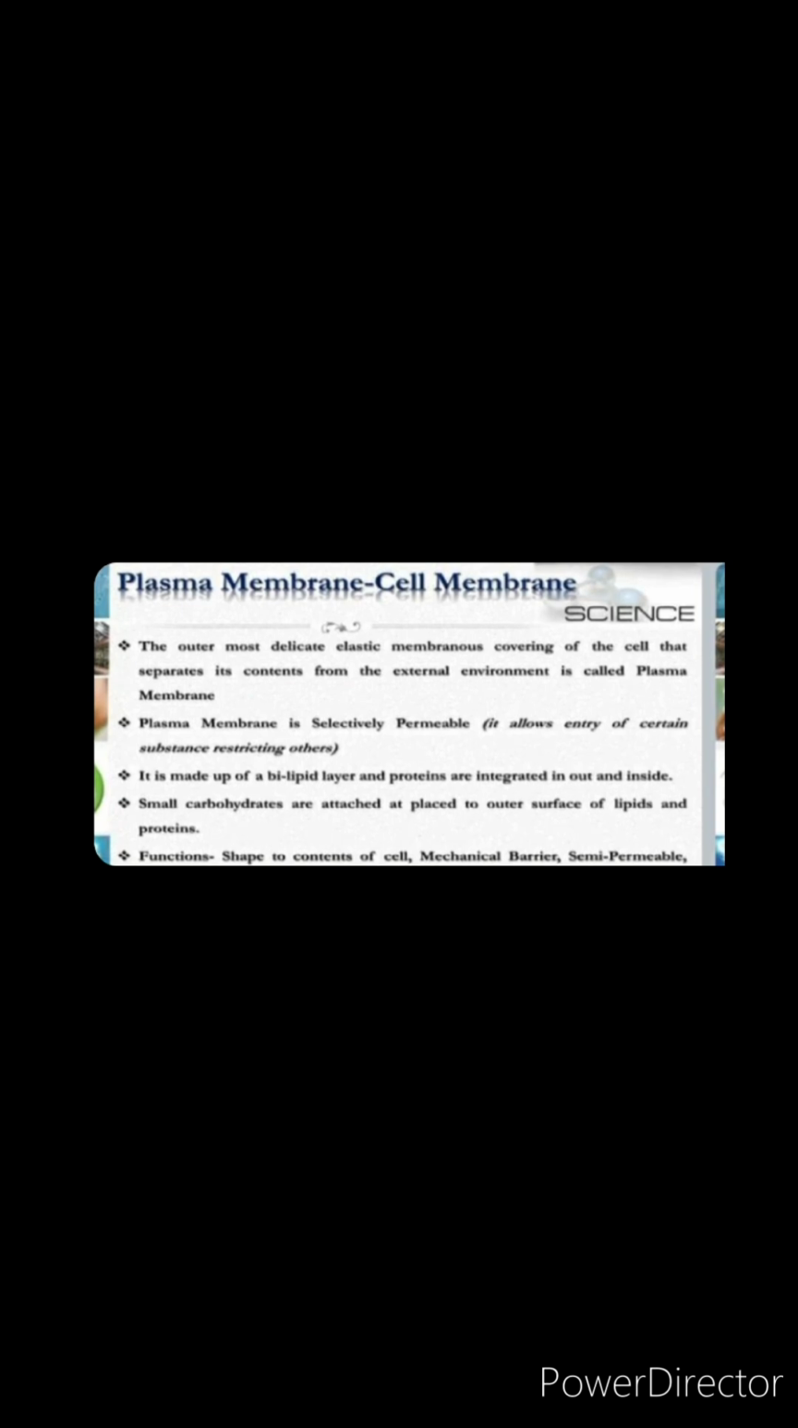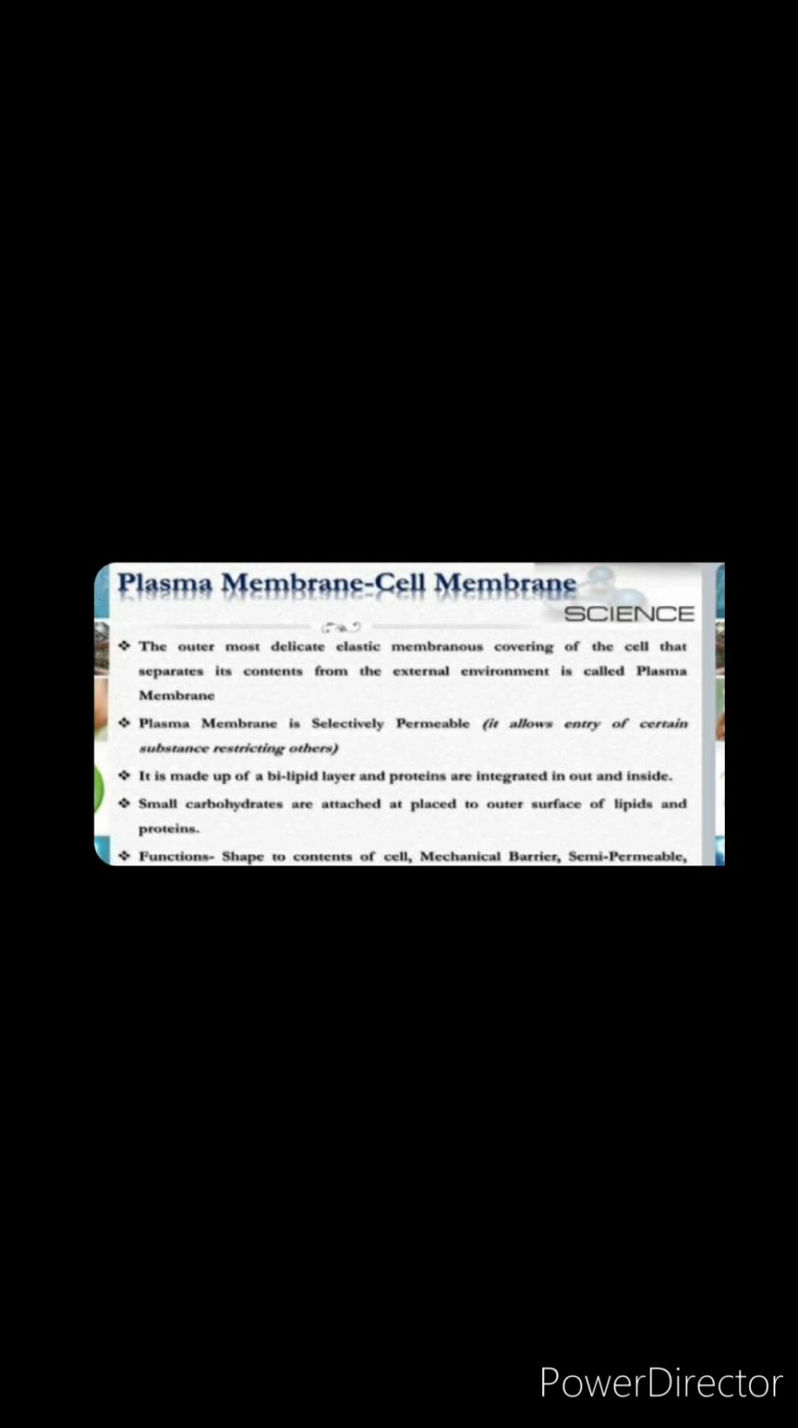After that, the most important component of the cell is the plasma membrane, which is called the biomembrane or cell membrane. Biomembrane means it is the membrane in the living cell, no? That's why it is called the biomembrane, and it is a membrane of the cell, that's why it is also called the cell membrane.